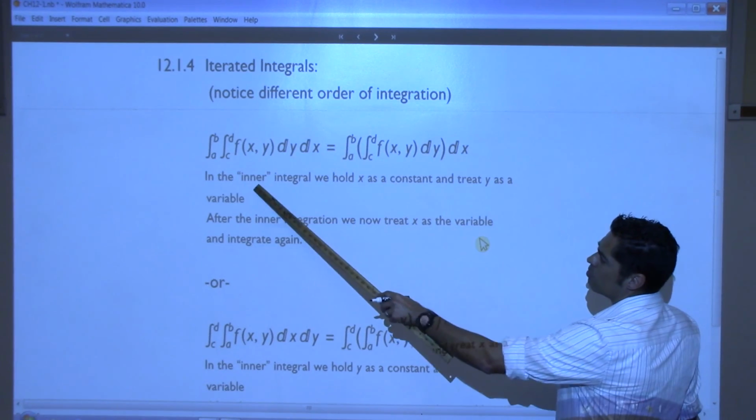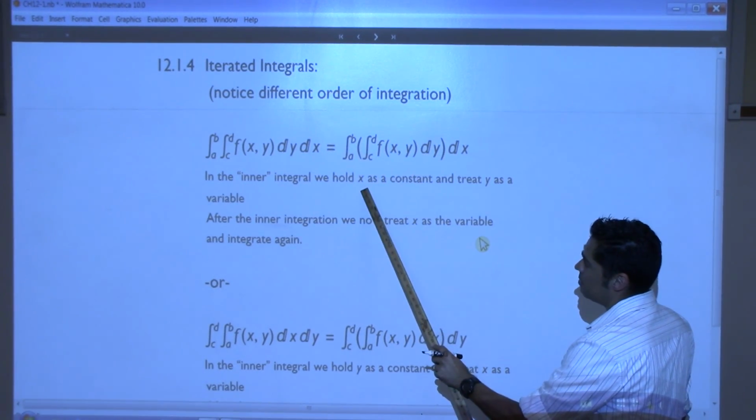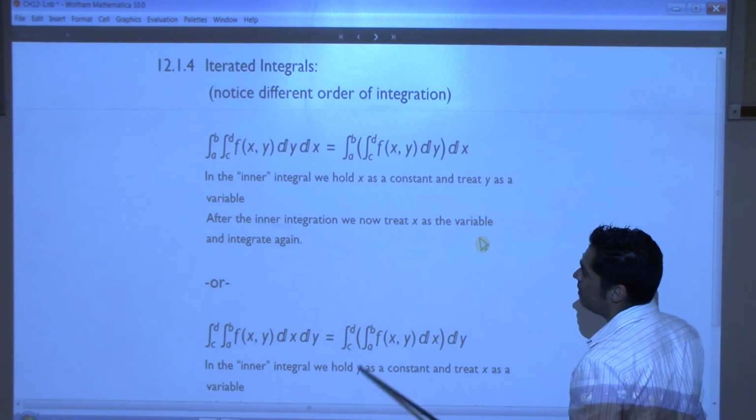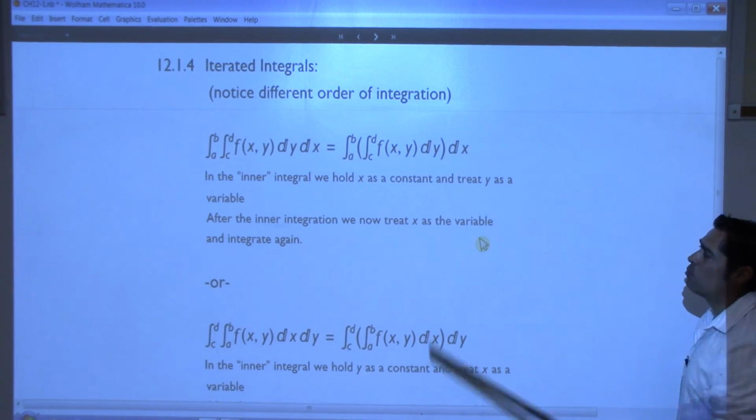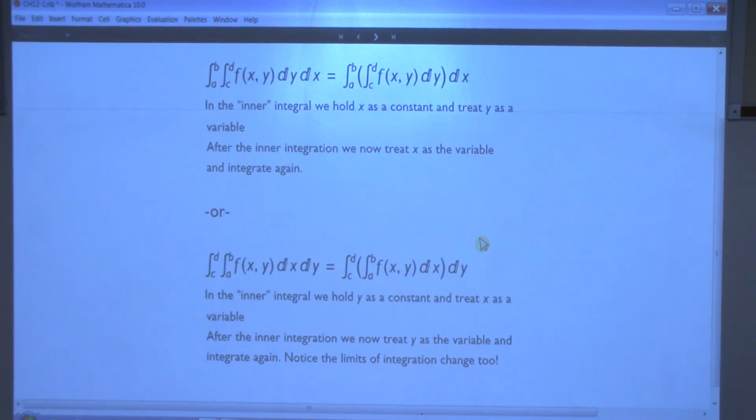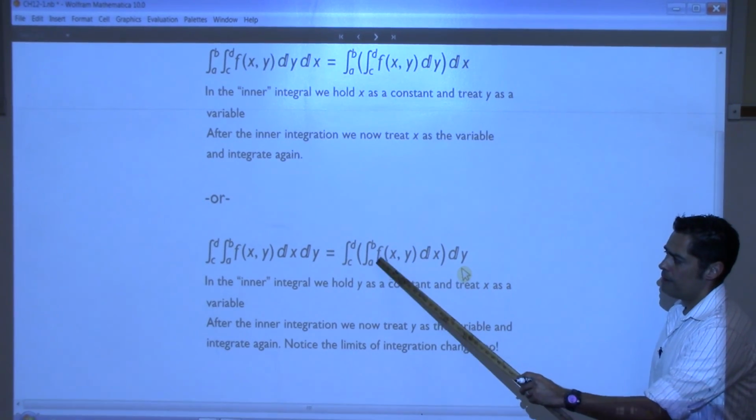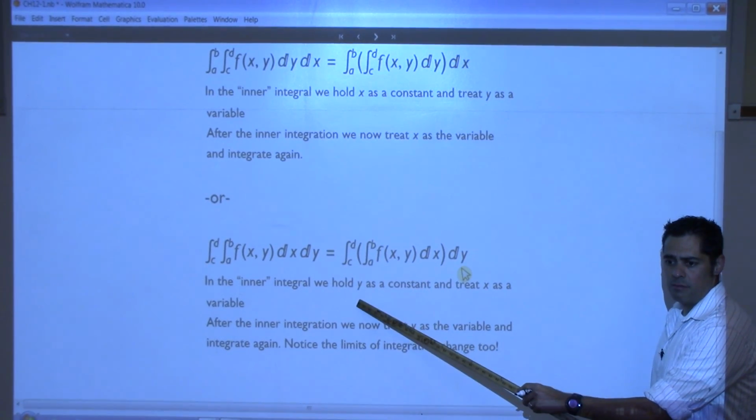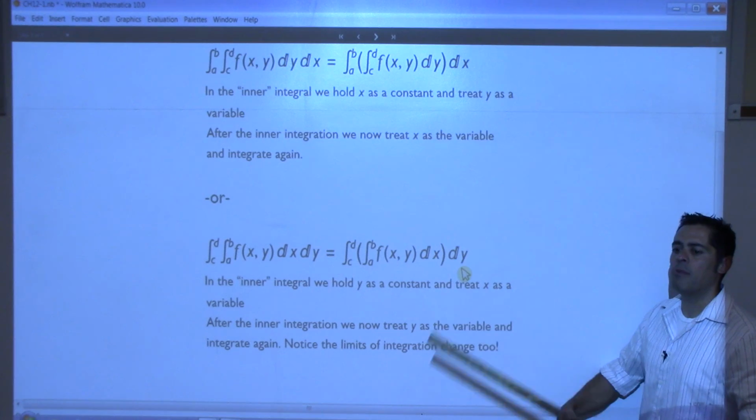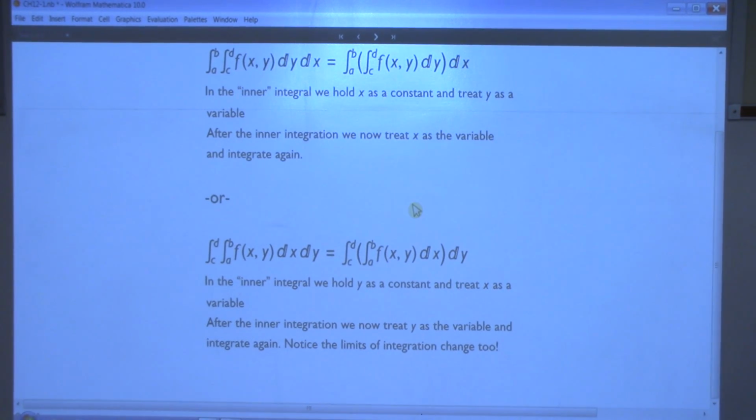So the inner integral is this one in here. Since it's with respect to y, we hold x constant. And then on the outer integral, once we get to the outer one, x will be your variable. This one, it's the other way around, right? We're going to integrate with respect to x first, then we're going to hold y as a constant. Once we've done that, then we integrate with respect to y. You just got to see these in action. I think it's time for an example.